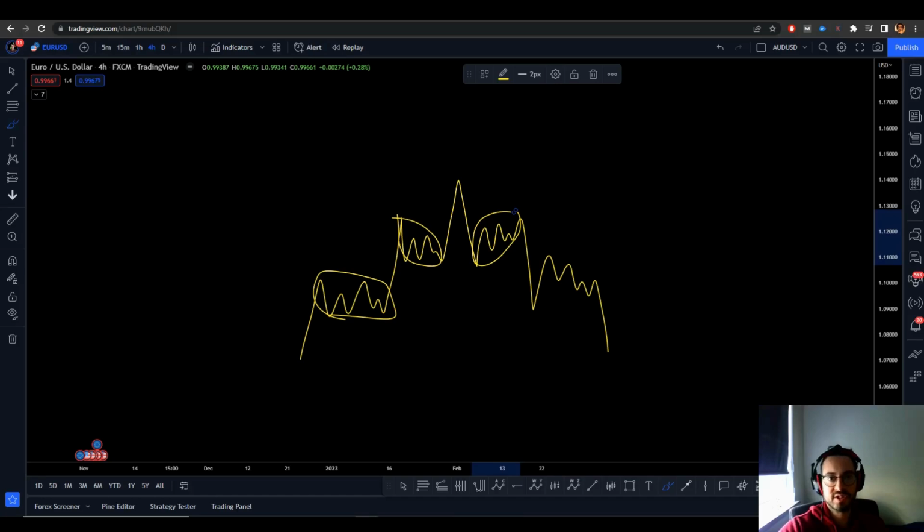What I want you to understand is that these corrections and consolidations are not random. They are not the market trying to figure out where to go. They are either an accumulation or distribution. So it's either the market trying to make an impulse to the upside, or the market trying to make an impulse to the downside.